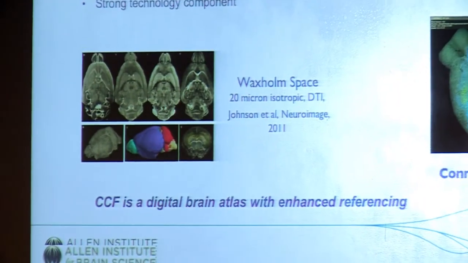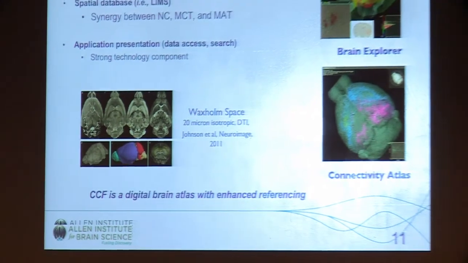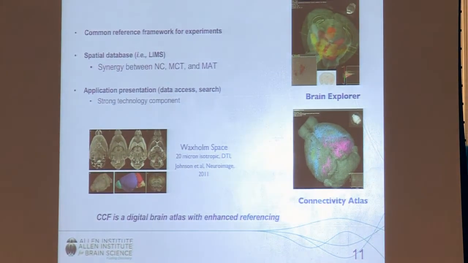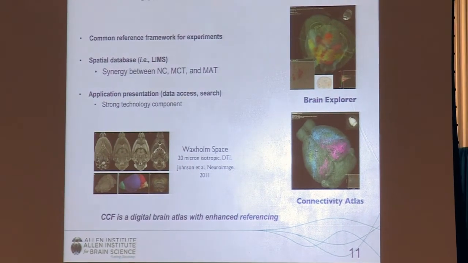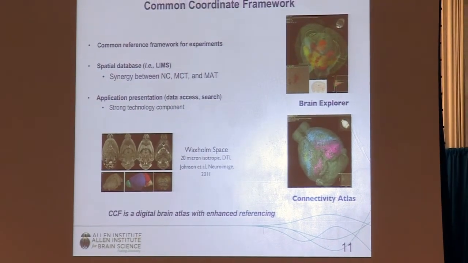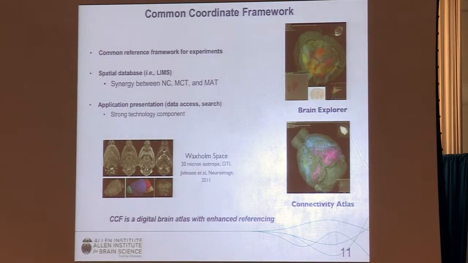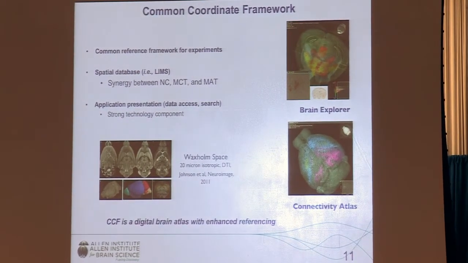In essence, what you want is what we call a common coordinate framework. The ideal is a common reference space for experiments where researchers can tag and hang their experiments off specific localized locations in the brain. It's a type of spatial database, like a LIMS or laboratory information management system, that you can use to label data and to access it. And it becomes a presentation vehicle as well.